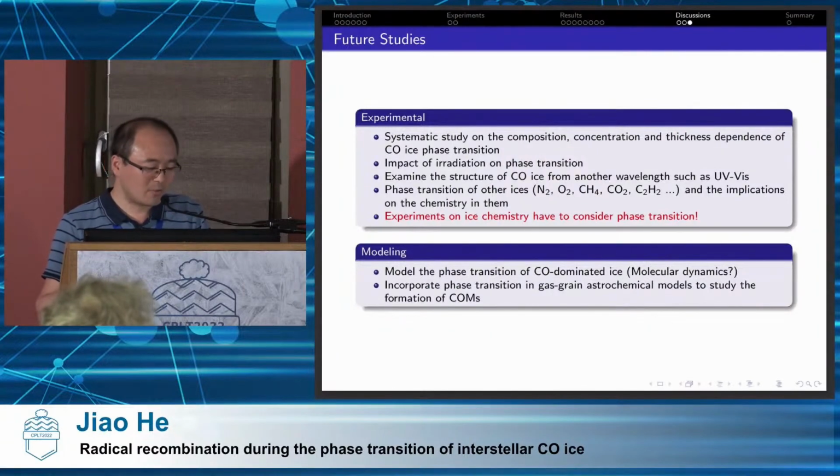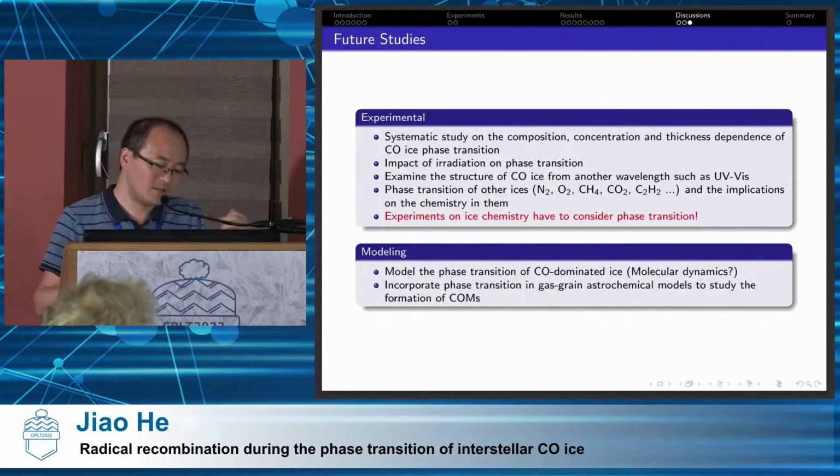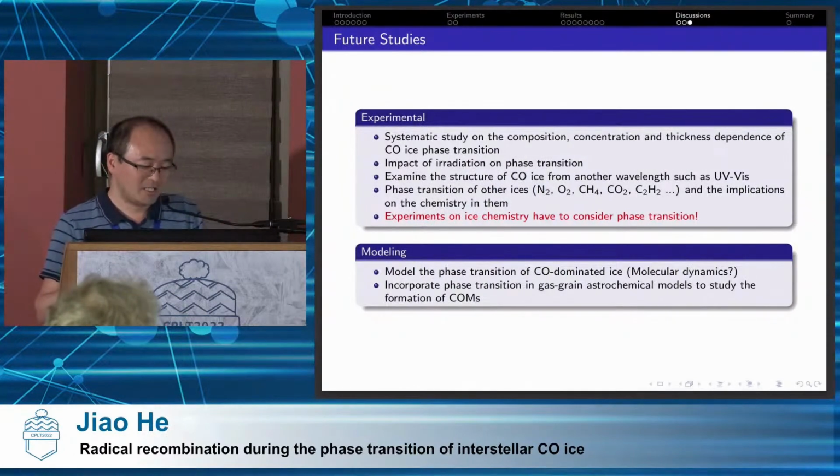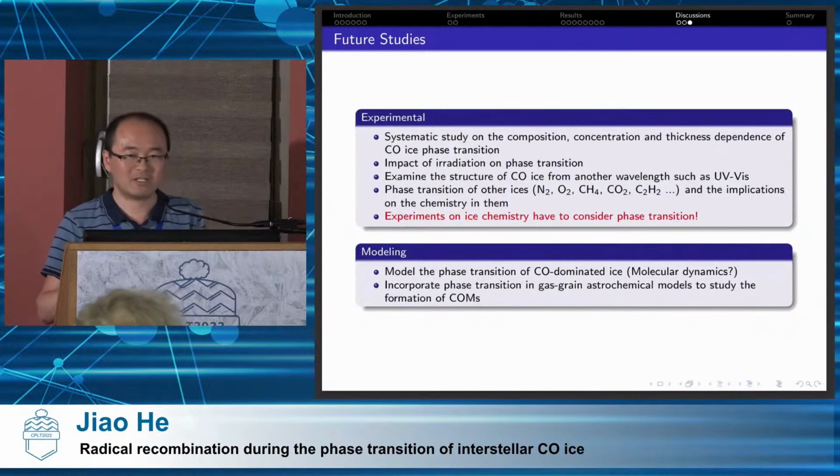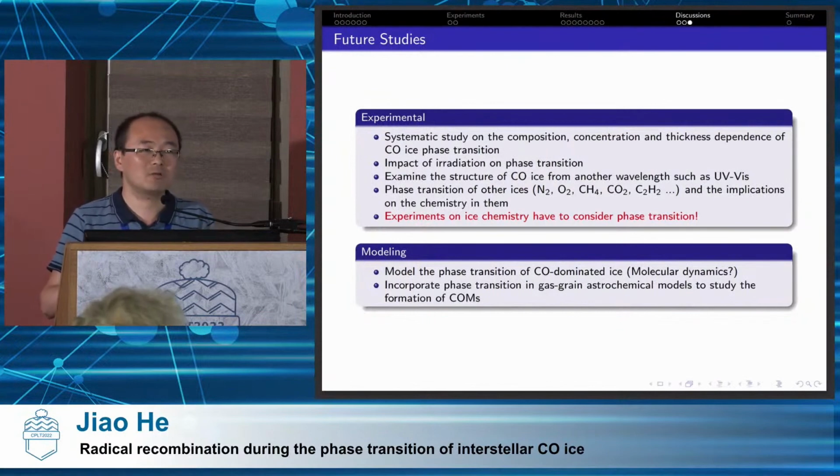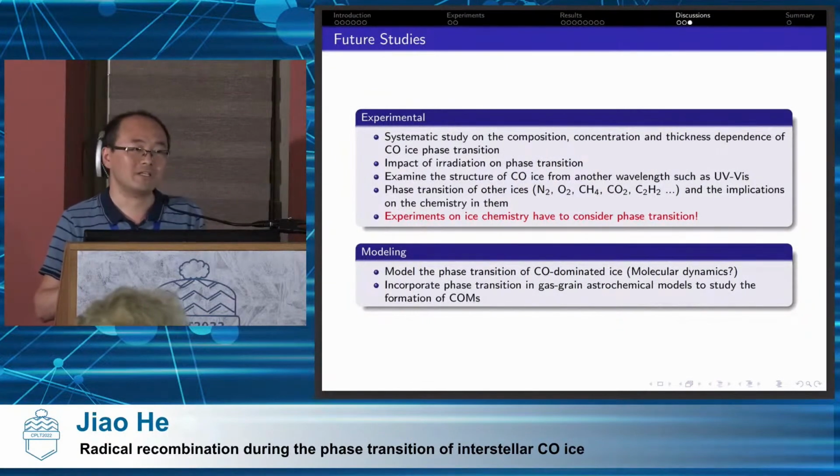I also want to point out that in laboratory astrochemistry, in ice chemistry, it is important to consider the role of phase transition. We know that with or without phase transition, the chemistry is going to be very different. And also, the infrared spectrum would be very different between these two cases. So one has to take this into account.